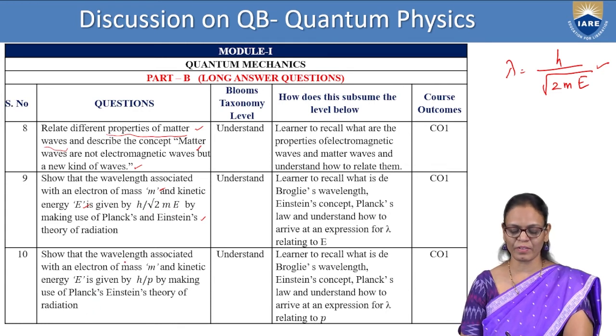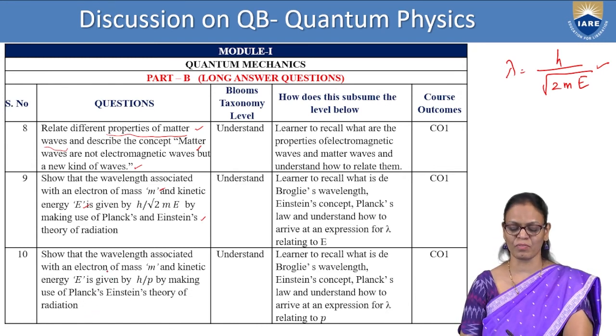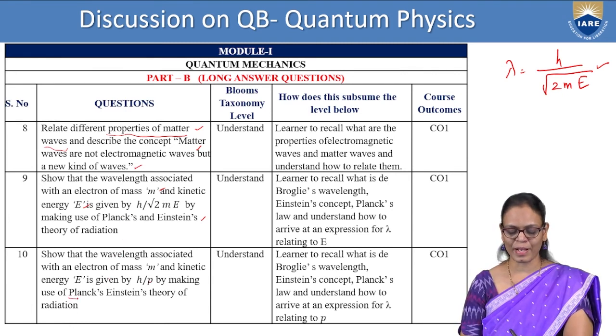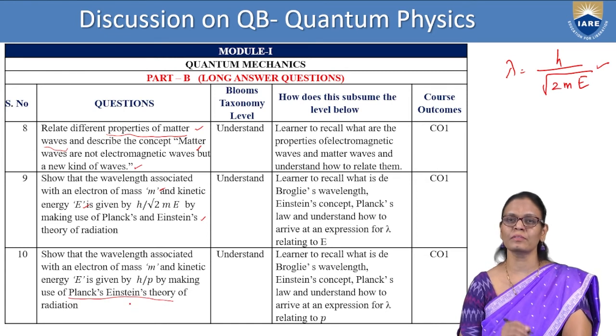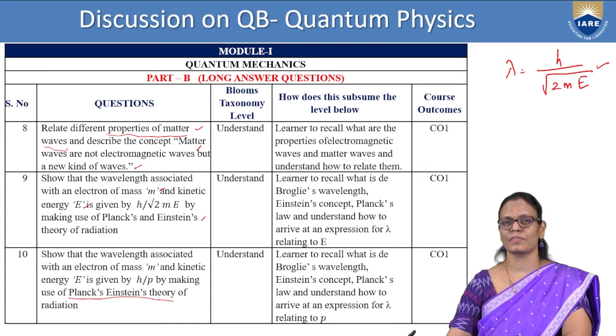Next, show that the wavelength associated with an electron of mass m and kinetic energy E is given by h by p, by making use of Planck's Einstein theory of radiation. So again, for deriving all these, we are making use of Planck's Einstein theory and Einstein's theory of relativity.